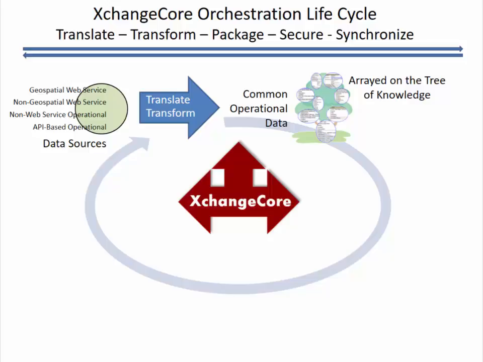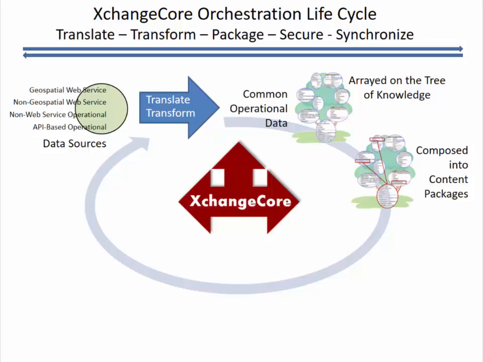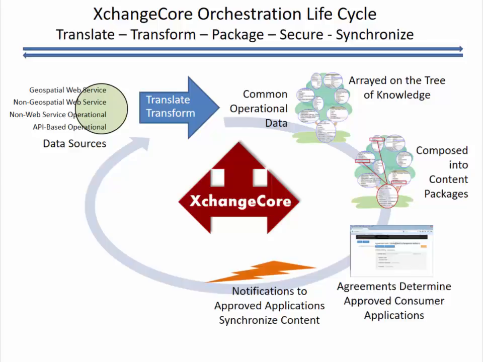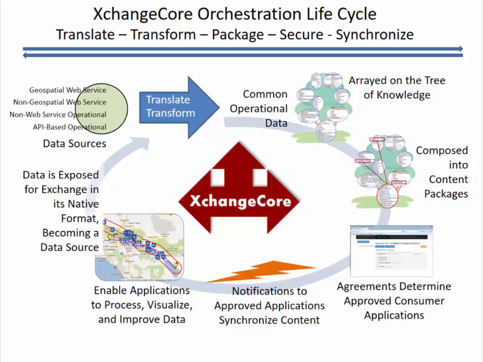As you saw earlier, it all begins with data sources that, through an XchangeCore connector, are translated and transformed into common operational data. As data enters XchangeCore from many sources, it is associated with an incident and becomes part of the tree of incident knowledge. There, it is composed into content packages of relevant information. Agreements determine what organization applications are authorized to consume the content package. Every connected application then uses the XchangeCore notification service to synchronize with the latest content. This allows an application to consume the data from XchangeCore, where it can be visualized, processed, and improved.